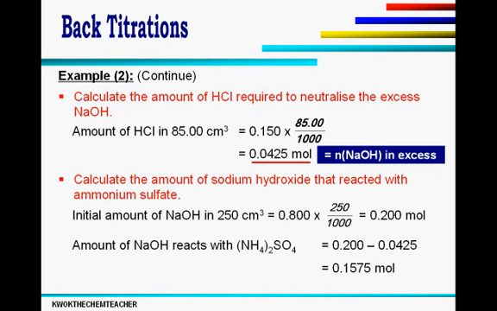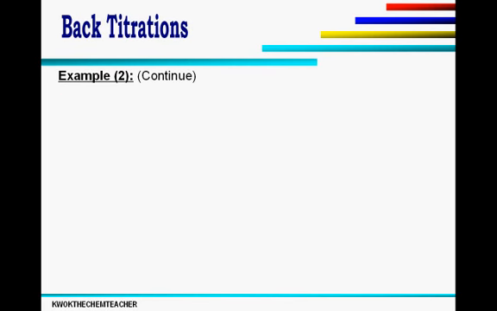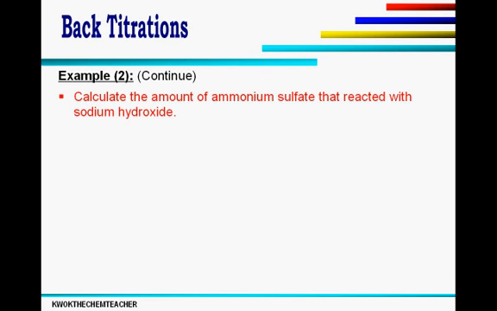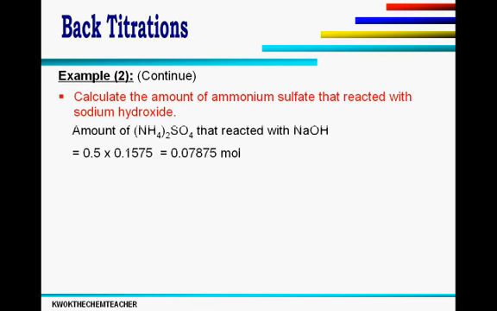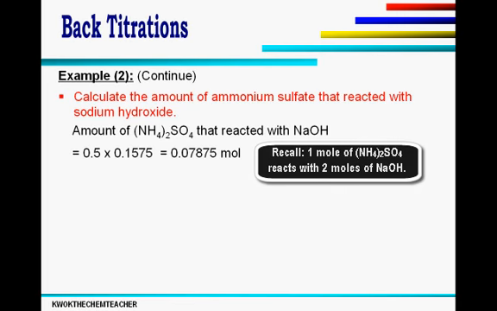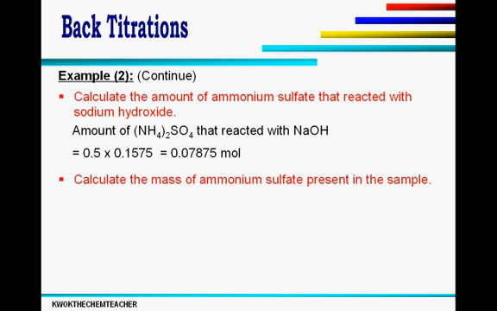We will get 0.1575 moles of sodium hydroxide. We will therefore be able to calculate the amount of ammonium sulfate that has reacted with sodium hydroxide, and that will simply be half times 0.1575. That is because for every 1 mole of ammonium sulfate, you will require 2 moles of sodium hydroxide.